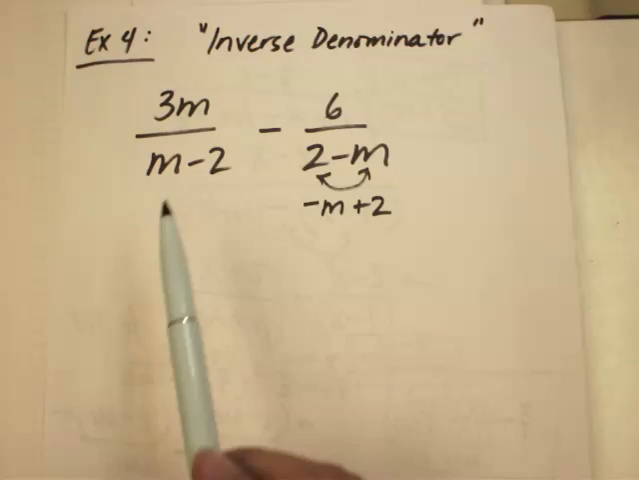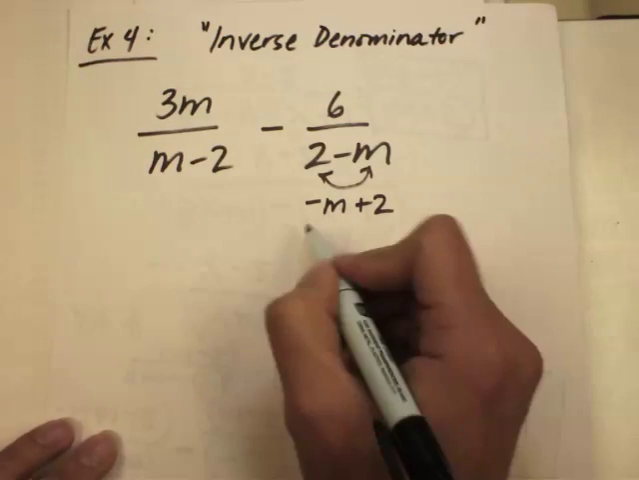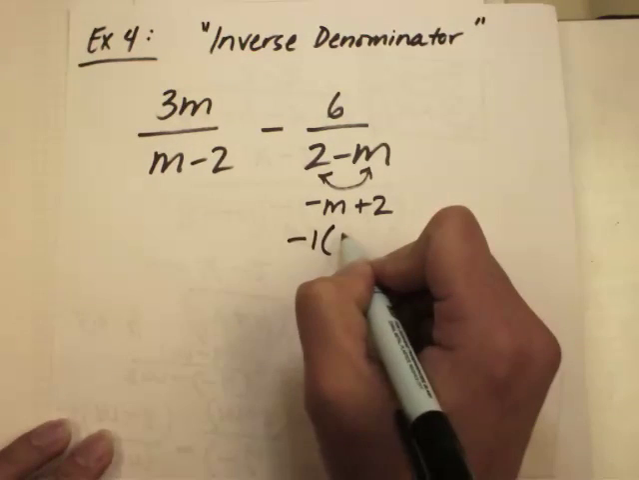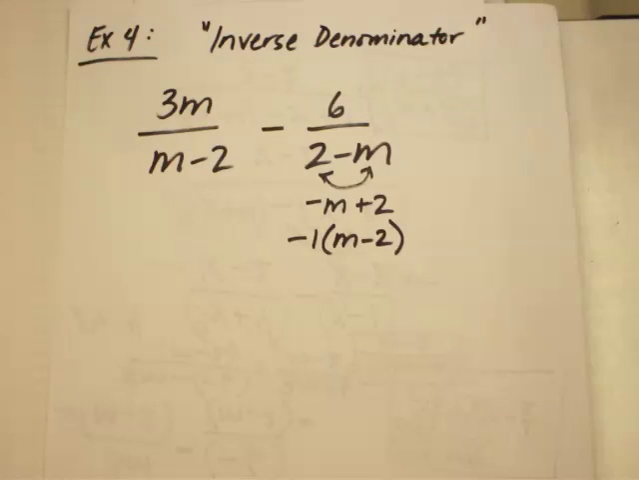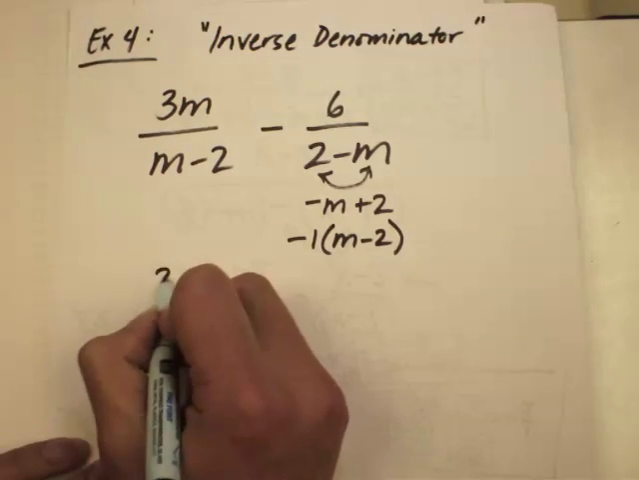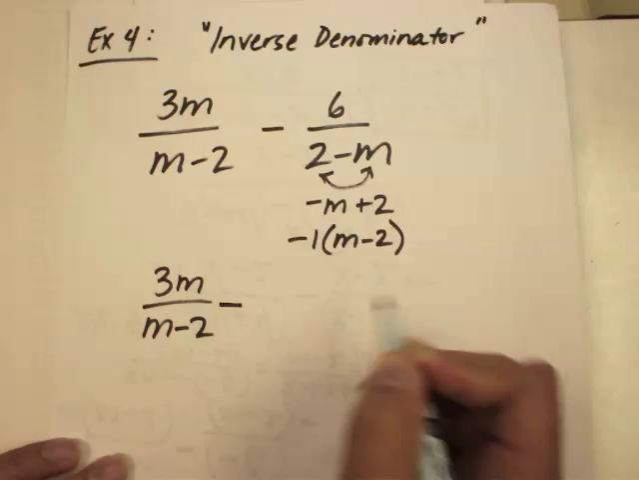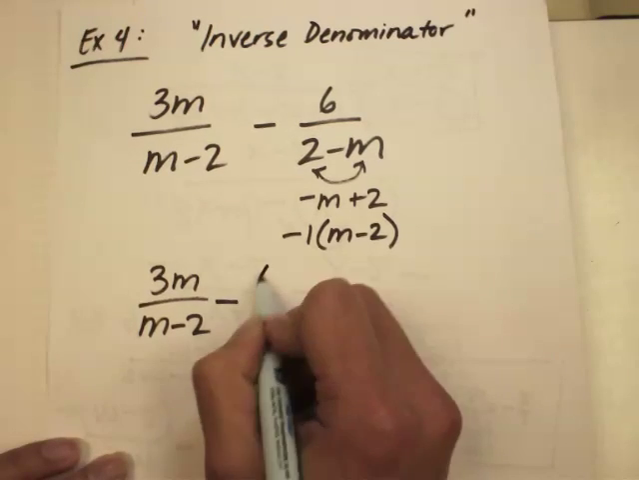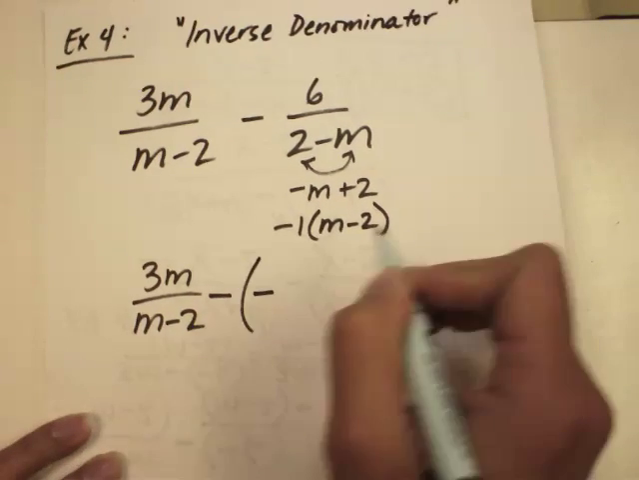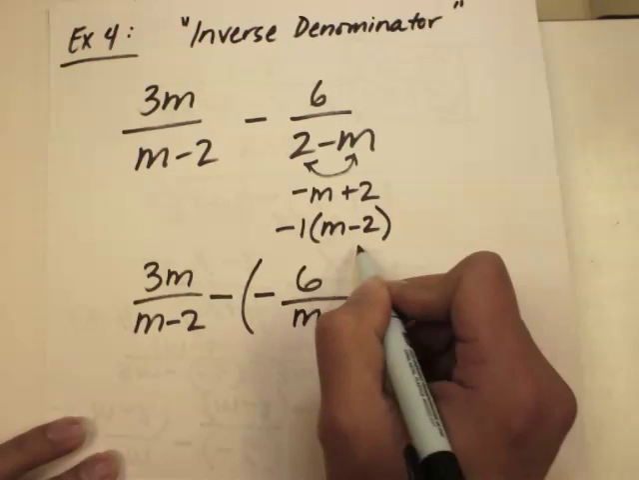We got the order right. We got m and then 2, but the signs are opposite. So what we can do now is factor out a -1. And what do you know? Okay, what you have here is 3m over m minus 2 minus, and this is a 6 over a -1, that's a -6, so the entire fraction is a negative 6 over m minus 2.